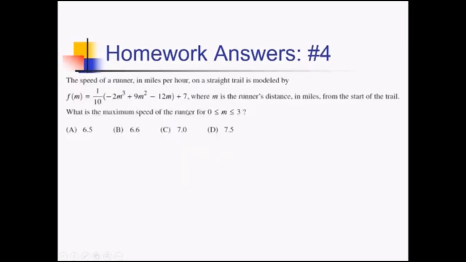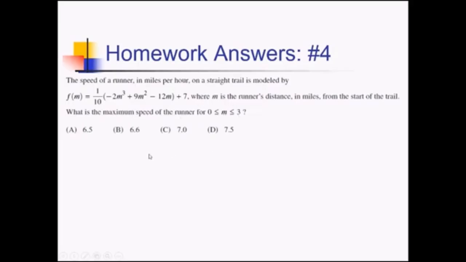For this problem, the speed of a runner in miles per hour on a straight trail is modeled by this f of m function. M is the runner's distance in miles from the start of the trail. So apparently, how far you've run plays a role in how fast you run. We want the maximum speed between miles 0 and 3.